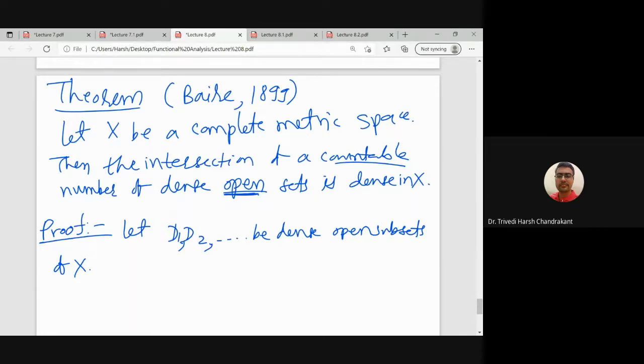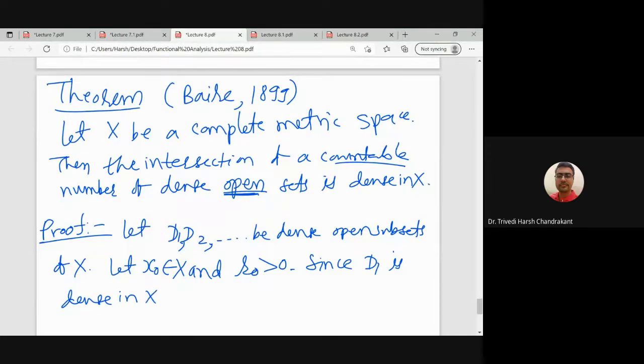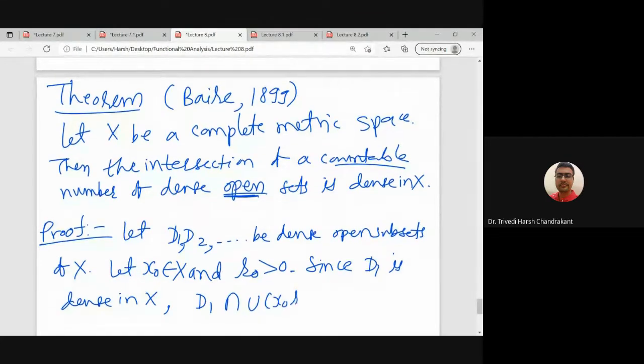First we are using that D1 is dense in X. So let us start with some point and a disk around that point. Let X naught belong to X and R naught be the radius of the disk. Since D1 is dense in X, D1 intersection this neighborhood is non-empty.